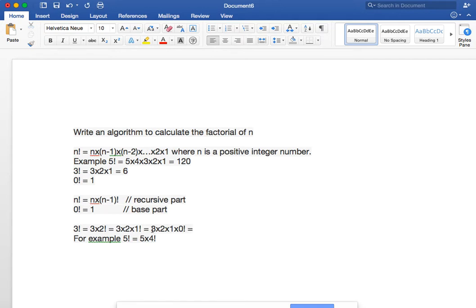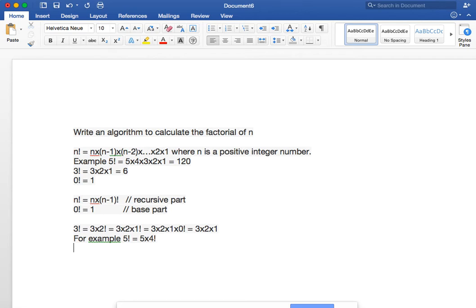Since 1 times anything is that thing itself, 0 factorial is 1, and multiplying by 1 changes nothing. So I can ignore it. So eventually the answer is 3 times 2 times 1. So the recursive definition will give you the same result as the regular definition. But when you use a recursive definition, you just notice you have a base part, the base case, which is where your recursion stops.